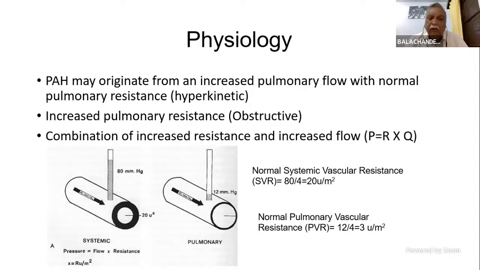Now, on the left-hand side, you have seen the systemic bed in which you have a mean arterial pressure of 80. And you have, of course, a flow, let us say 4 liters. So in Wood units, if you take Ohm's law, pressure is equal to flow into resistance. So the normal systemic vascular resistance, SVR, is 80 by 4, or 20 units. In the normal pulmonary system, it is 12, let us say, mean pulmonary artery pressure. The flow is about, again, 4 liters. So you have a normal pulmonary vascular resistance of 3 Wood units per meter square. Anything more than 3 goes in favor of Eisenmenger. Next slide.